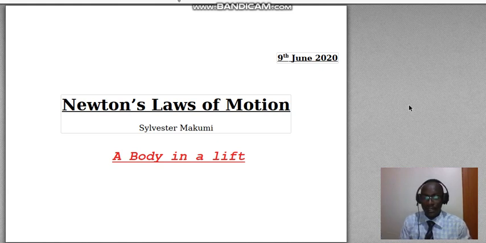We have described the three laws. The first one we talked about the inertial force. The second one we talked about the net force that causes acceleration. The third law we talked about the action and the reaction. So let us see how we can apply these three laws to describe the motion of an object that is inside a lift.